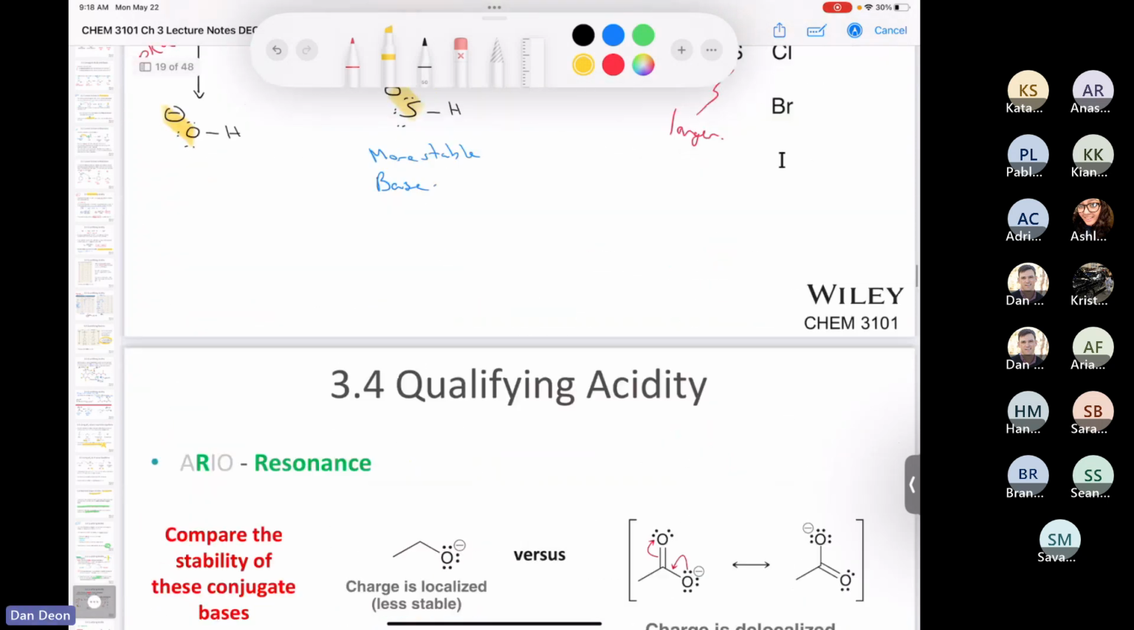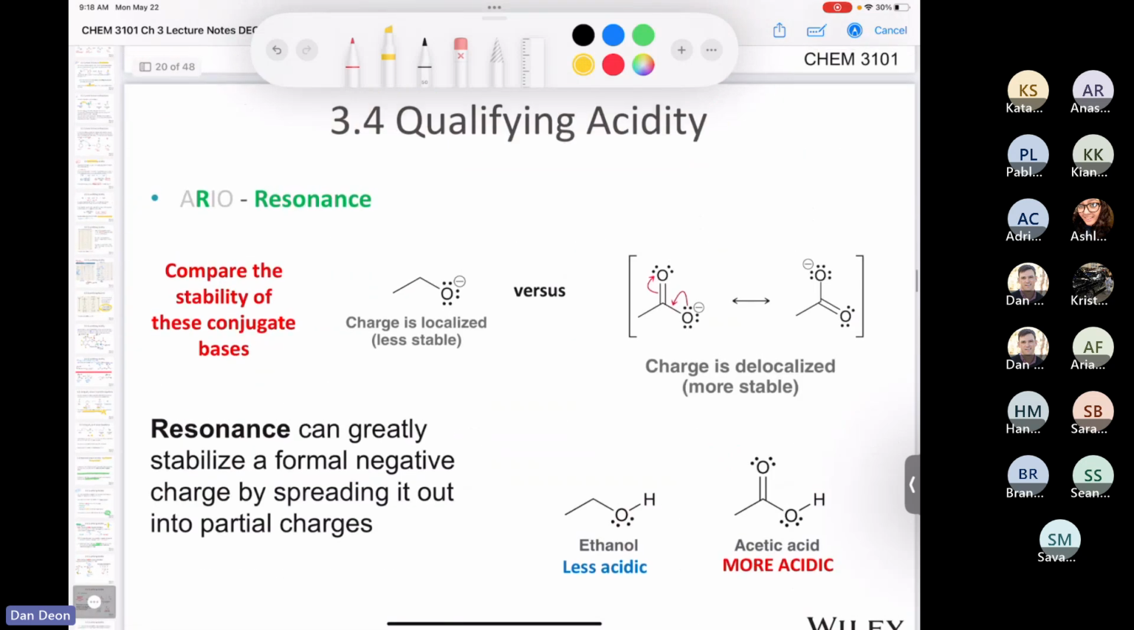Now we're going to move on to resonance. And again, I know you spent a lot of time studying resonance. You're probably still studying it. This is chapter 2 in our textbook. And if we compare the relative stability of this base, so we call this an ethoxide, and this one here, which we call an acetate.